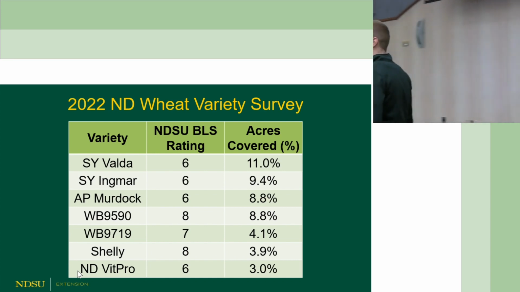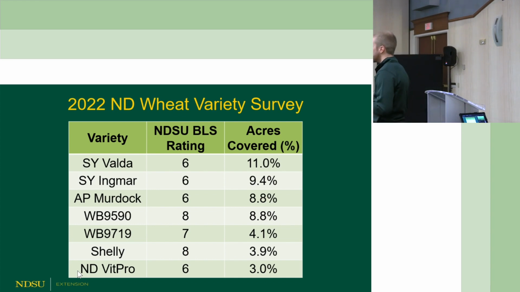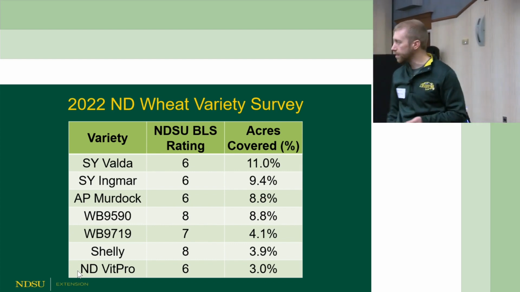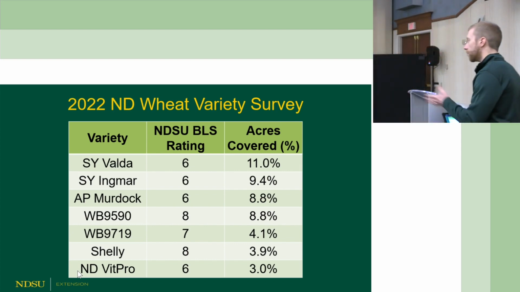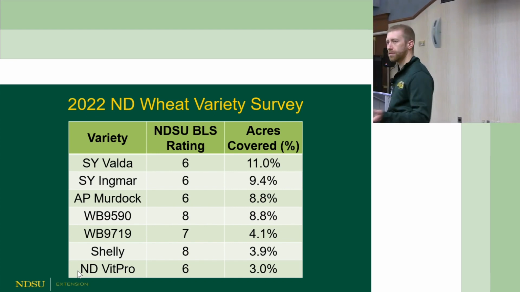Variety listed here, BLS score listed here, and the acres covered. About 50% of our acres are above the 5. It kind of makes me a little bit nervous. But the good thing is we do have some really good varieties out there that have some decent host resistance. For example, our spring wheat breeder at NDSU just got approved for a new release that'll be in a couple years, ND Thresher. The hallmark of that variety is going to be bacterial leaf streak resistance.